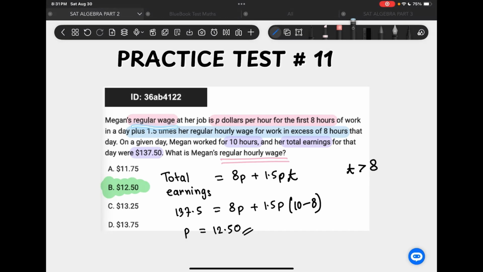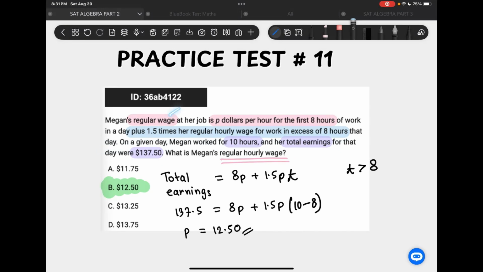Megan's hourly wage at her job is P dollars per hour for the first 8 hours of work in a day, plus 1.5 times her regular hourly wage for work in excess of 8 hours that day. On a given day, Megan worked for 10 hours and her total earnings were $137.5. What is Megan's regular hourly wage? Okay, so from this information, we can create an equation.